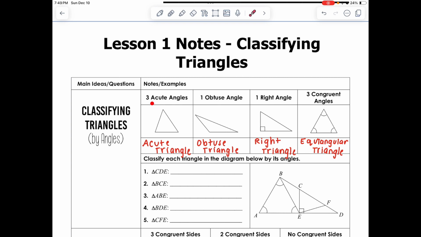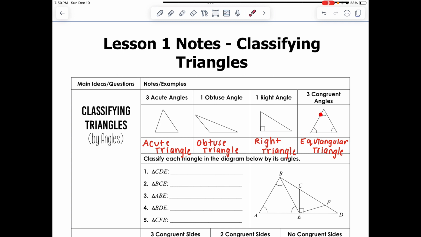So you guys have heard of acute, obtuse, right, and then 3 congruent angles. Hopefully you have at least heard of that. 3 acute angles means smaller than 90. All of these angles are smaller than 90, so we call it an acute triangle. There only can be one obtuse angle in a triangle to call it an obtuse triangle. One right angle to call it a right triangle.